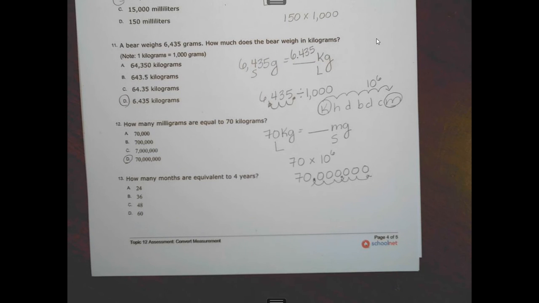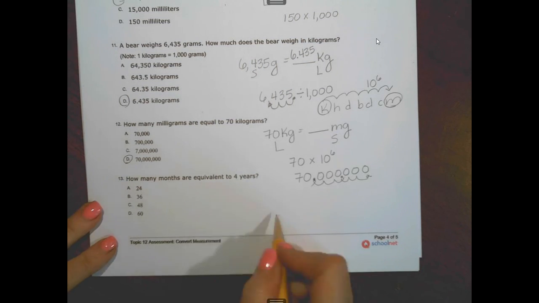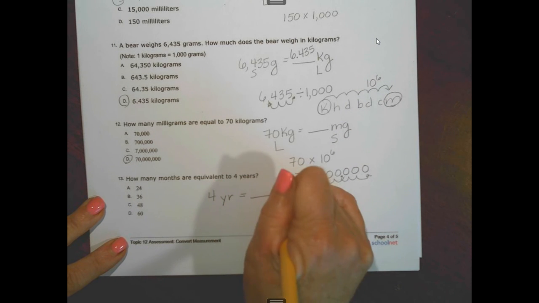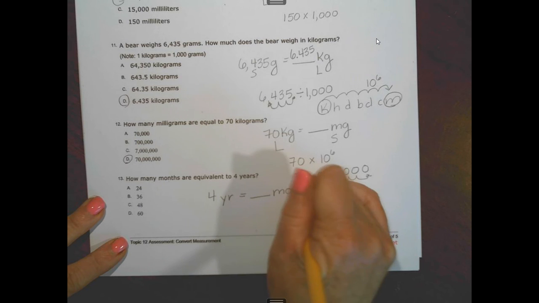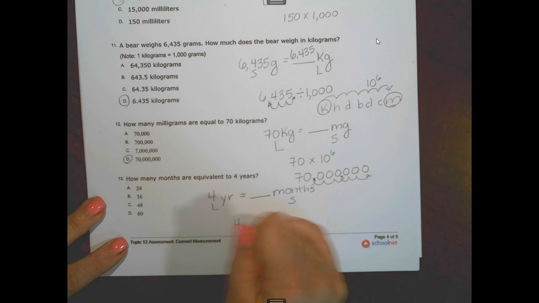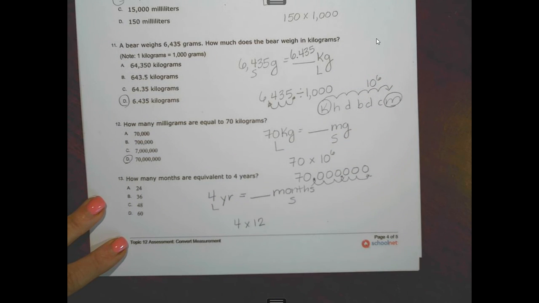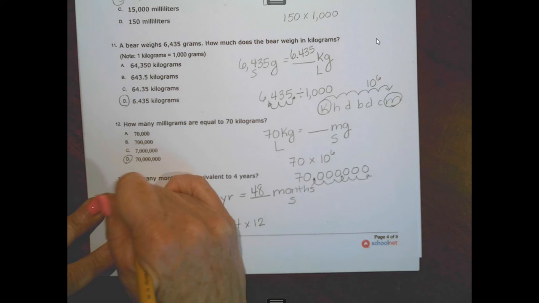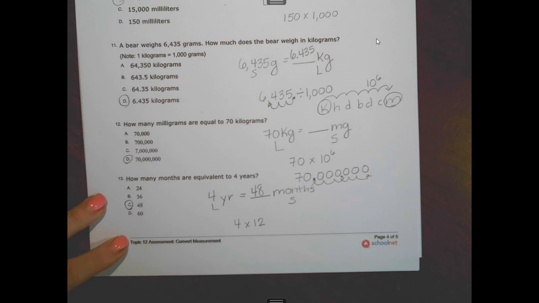All right, number 13, how many months are equivalent to 4 years? So there are 12 months in a year. That's my unit rate. You look that up. So we want to write 4 years equals blank months. All right. So we're going from a larger to a smaller unit. So we're going to be multiplying 4 times 12. There's 12 months in a year. All right. 4 times 12 is 48. So your answer for number 13 is C.